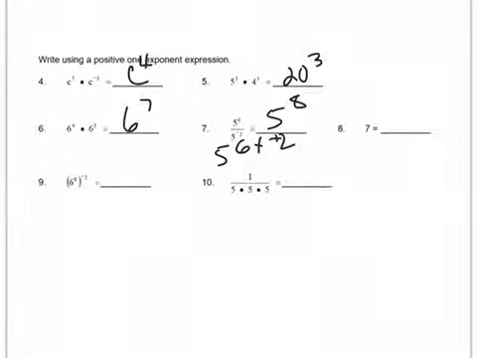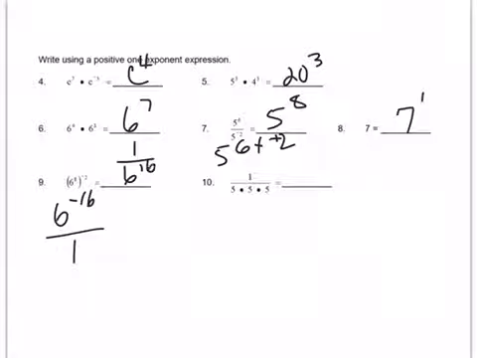On number 8, this one's going to be 7 to the 1st power, because anything to the 1st is going to be itself. Now, if I have an exponent raised to an exponent like we do in number 9, we're going to multiply our exponents. So we end up with 6 to the negative 16th. But in the instructions, it says write as a positive exponent. So this one's going to flip over and be 1 over 6 to the 16th power. And then number 5 would be 1 over 5 to the 3rd power. So that's how we write using a positive 1 exponent expression.